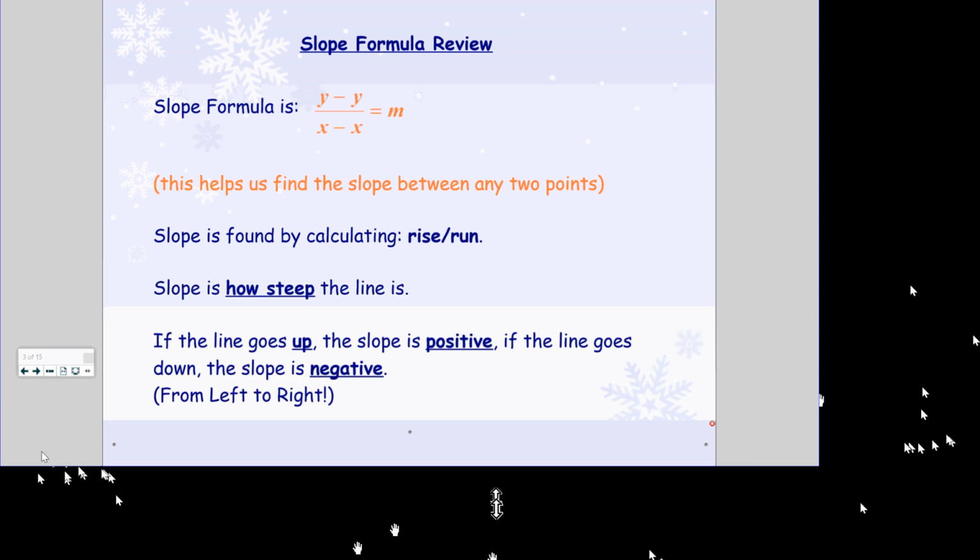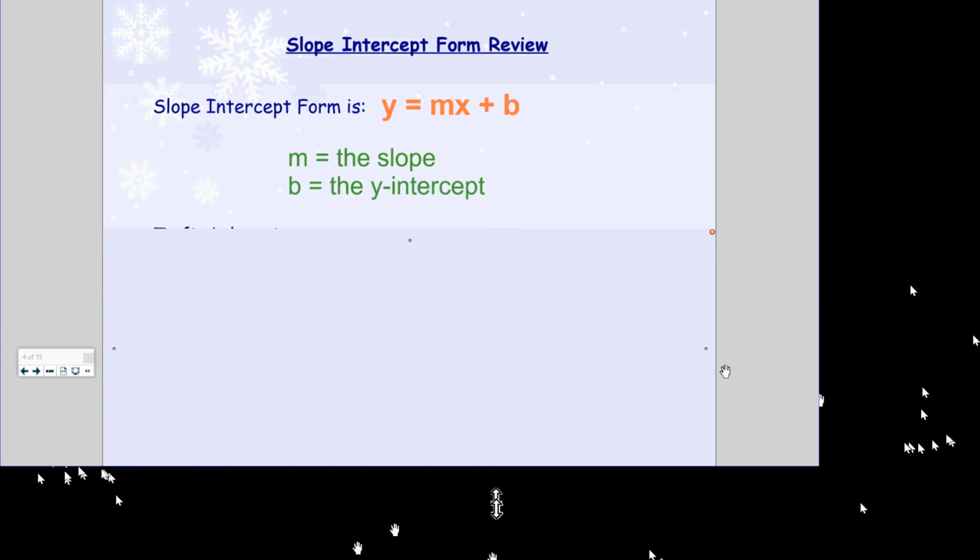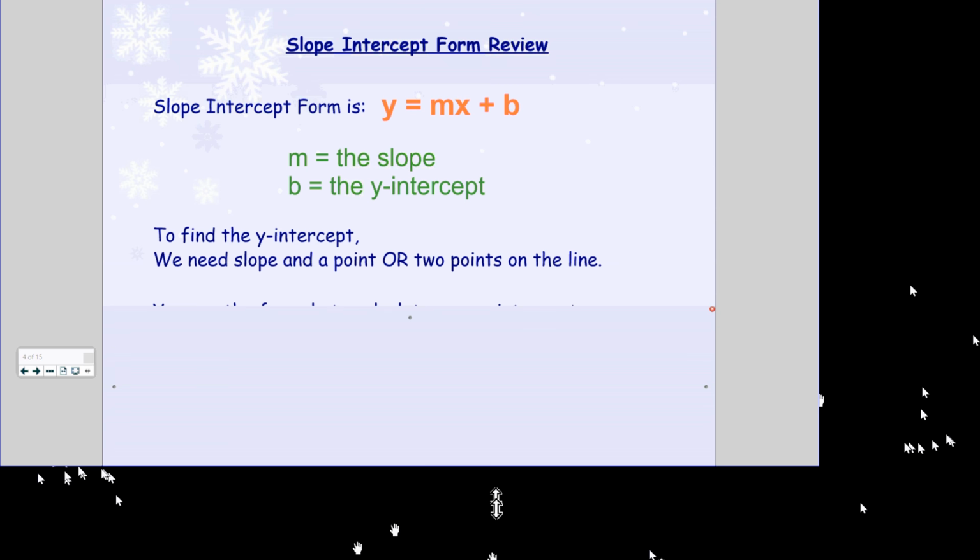And finally, we've learned a second form of linear equation, which is slope-intercept form. That looks like y equals mx plus b, where m is the slope and b is the y-intercept. So any linear equation can also be written not only in standard form, but in slope-intercept form. Slope-intercept form is really nice for graphing.